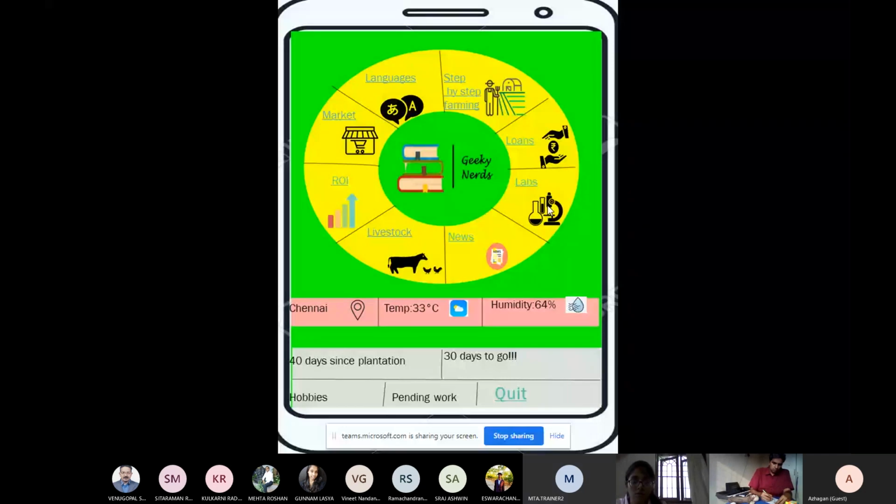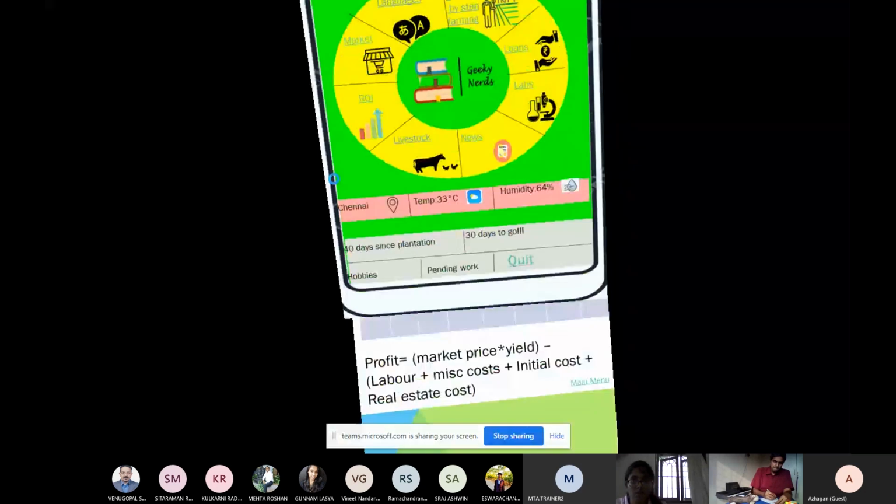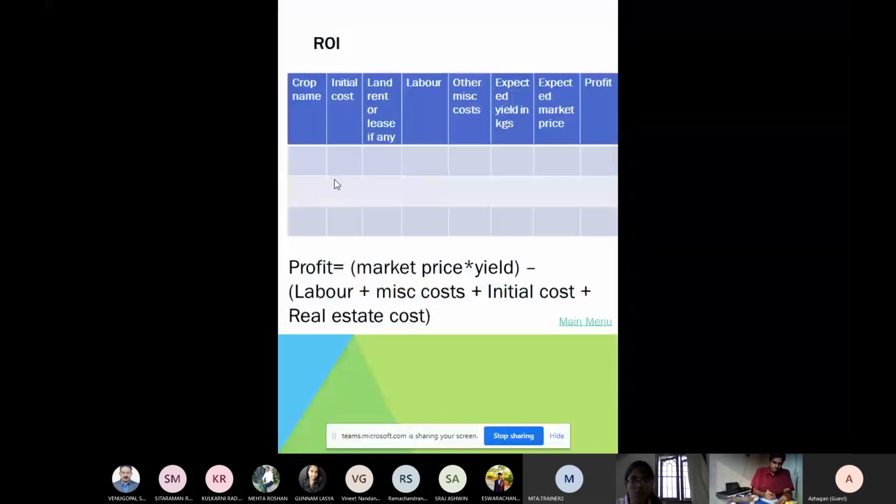And the ROI, the main thing. Here we have given a basic chart, but in a proper app, it will be an algorithm where the farmer would enter the market price, the crop they're growing and so on, and it will give a cost breakup and how much profit he or she would make in farming. And this, we believe, would eradicate losses incurred by the farmers due to unplanned farming.